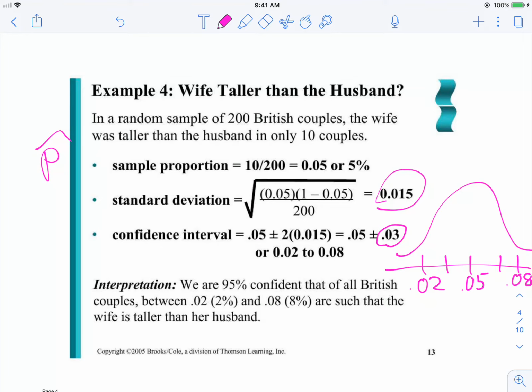Now, again, that has some inaccuracy built into it. We'd expect 5% of the time, or about 1 in 20 times of taking these samples of 200, that the proportion of British couples where the wife is taller than the husband would be outside of that 2 to 8% region.